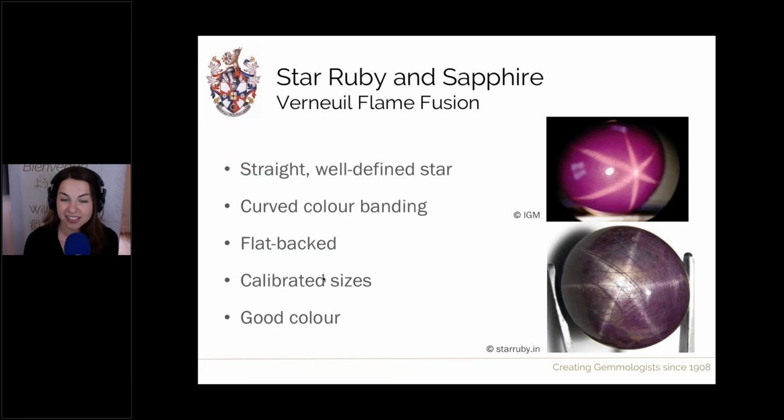Now, this is different to the majority of natural star rubies and sapphires, because very fine quality star rubies and sapphires from nature are really rare. And so the majority of them, rather than very well defined stars, the stars can look more diffused and also a bit more into the surface of the gem. They might be off center as well. You will not see curved colour banding in these stones. Instead, you'll likely see hexagonal colour zoning due to their natural origin.